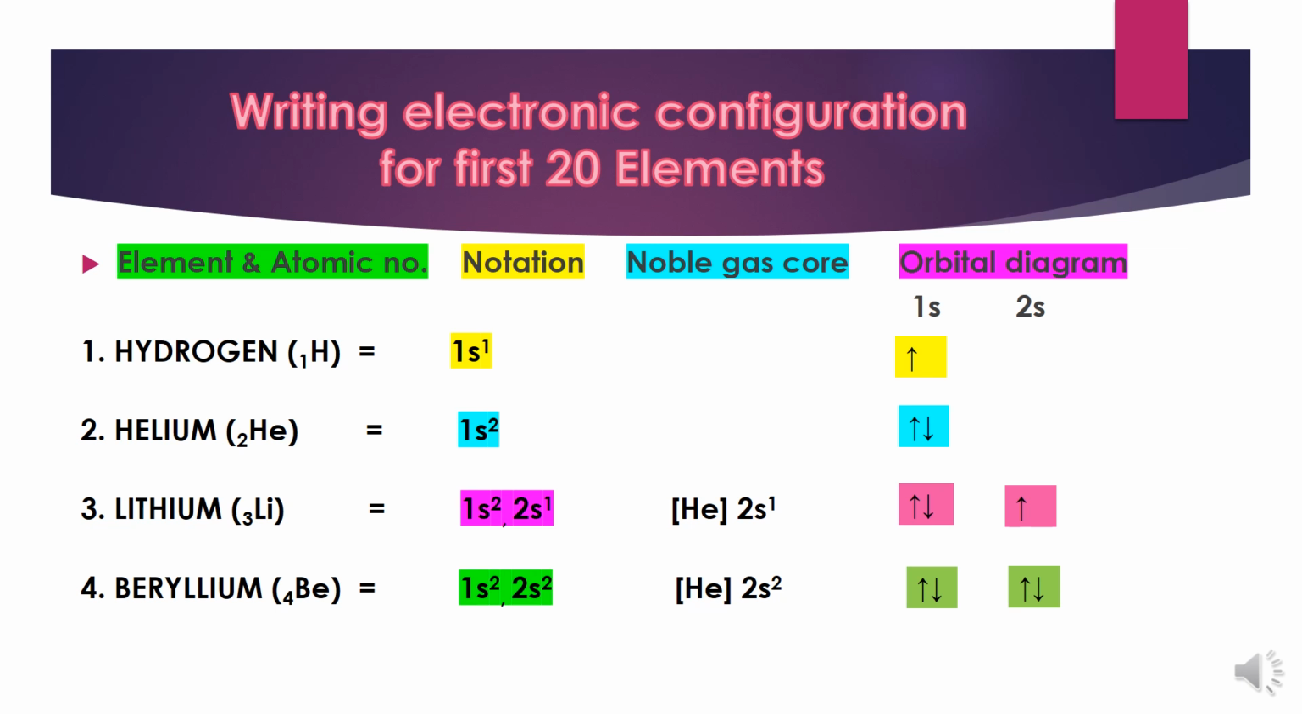So starting with the first one, hydrogen. Actually, as I have already told you, electronic configuration can be represented either by using symbols or by using an orbital diagram. So we will discuss both cases. Hydrogen has just one electron because the atomic number is 1. So the notation is 1s1, because the first electron of hydrogen will enter the lowest energy orbital, that is 1s. And the orbital diagram will show just one arrow.